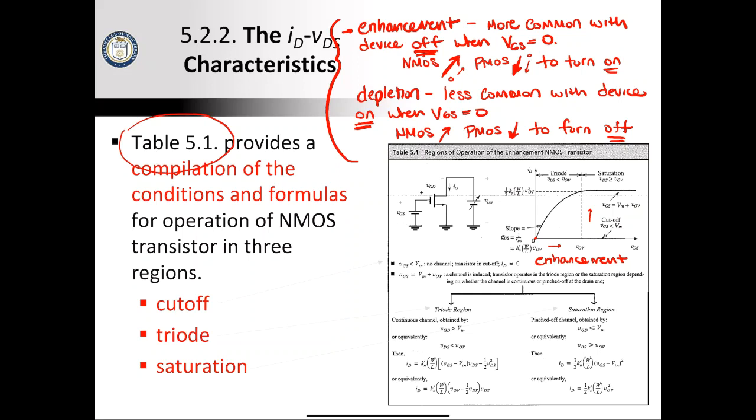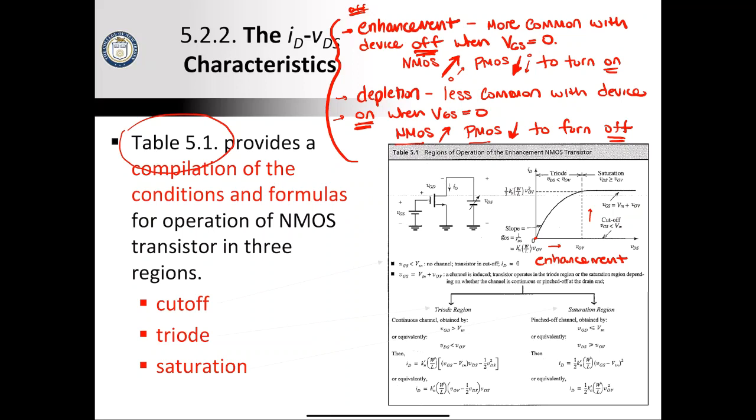Now, a depletion type transistor is less common, and it's a device which is on when VGS is equal to 0. So the enhancement type is off when VGS is equal to 0, and the depletion type is on when VGS is equal to 0. And so you have the corresponding changes to how you would manipulate the PMOS and NMOS operation, like how I spoke about NMOS. Same thing with depletion and enhancement type, or depletion and enhancement modes.